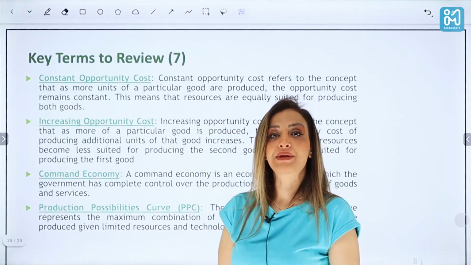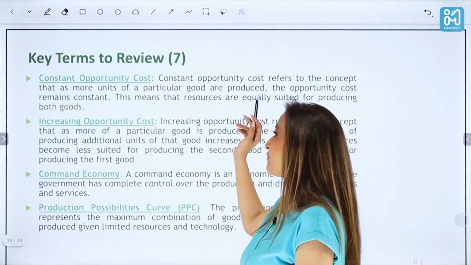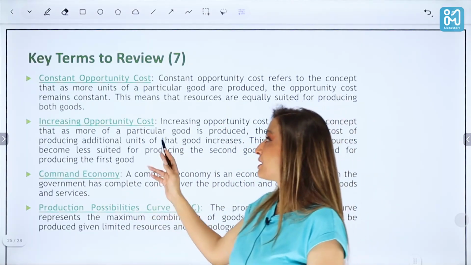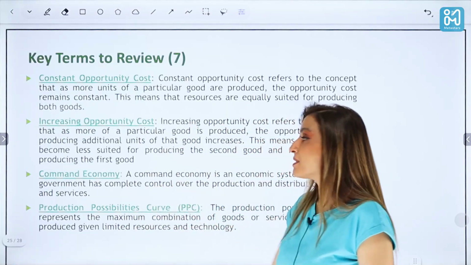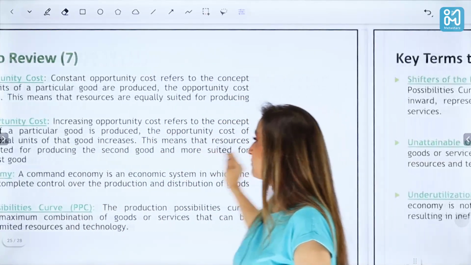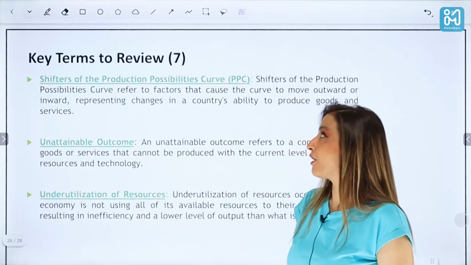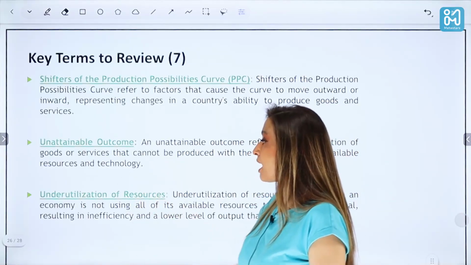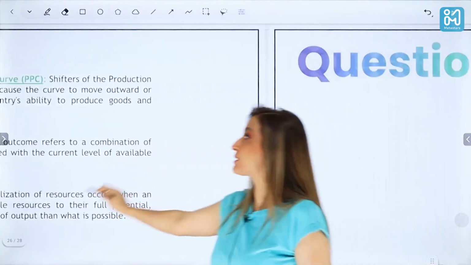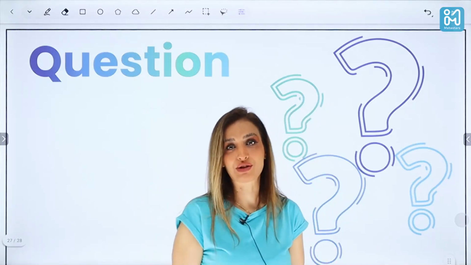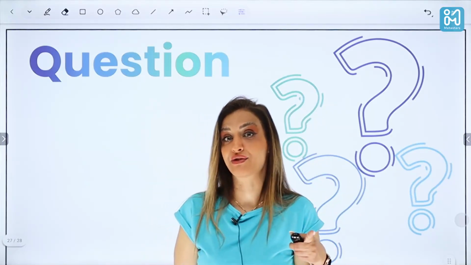We have key terms here for this lesson. We have 7 key terms, as you can see. Constant opportunity cost, increasing opportunity cost, command economy, production possibilities, shifters of the production possibilities curve, unattainable outcome, underutilized resources. And here, guys, you have to answer this question correctly, waiting for your answers.